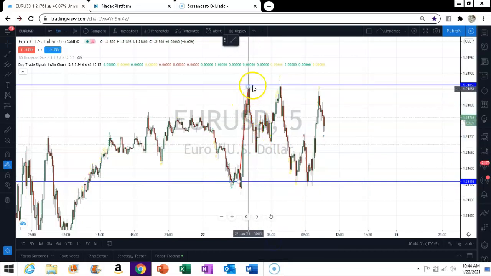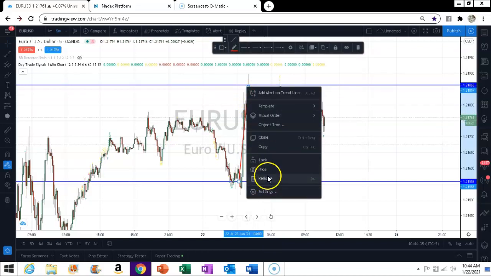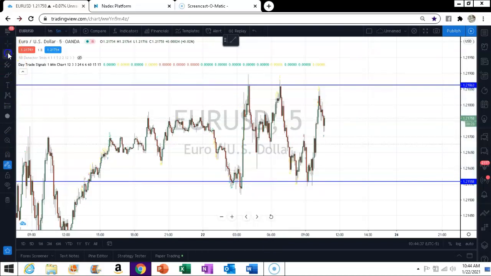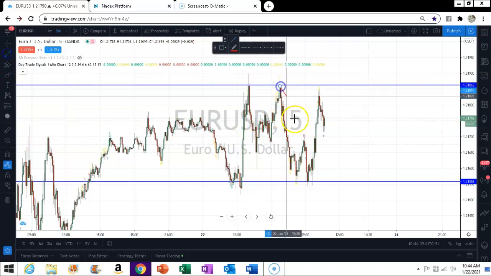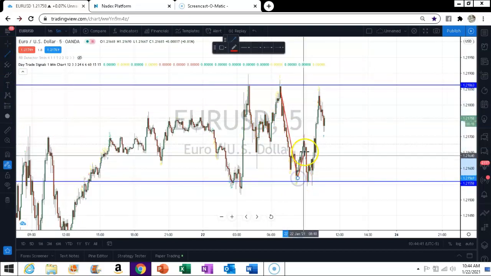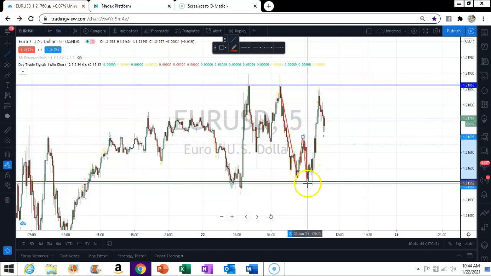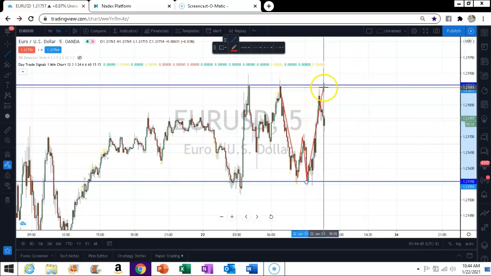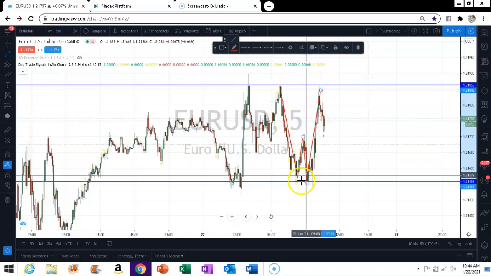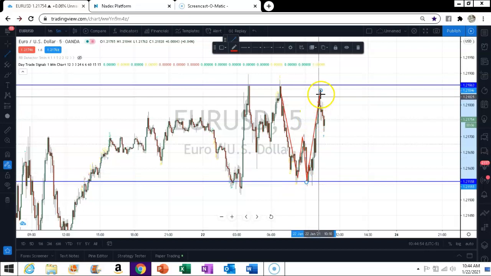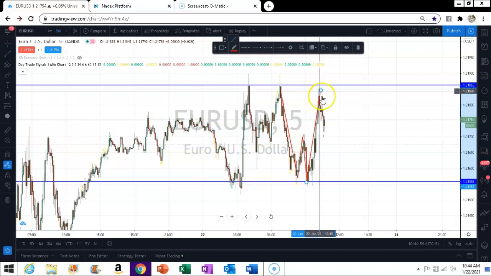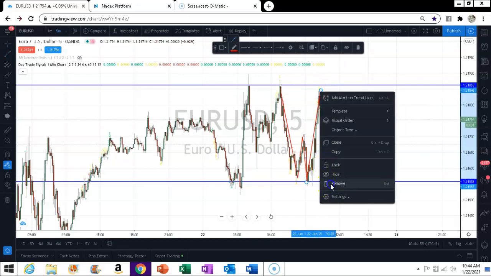All right, so we have not only that M that was created, but we have this. What do you think price was supposed to do? Go up. Why? Because that was the W structure, double bottom. Okay, I'm going to show you something else.